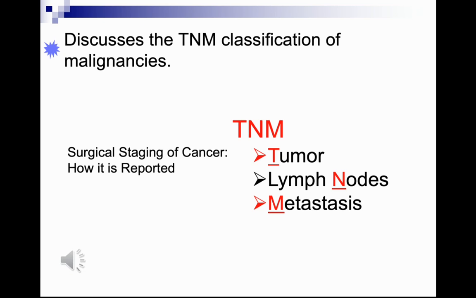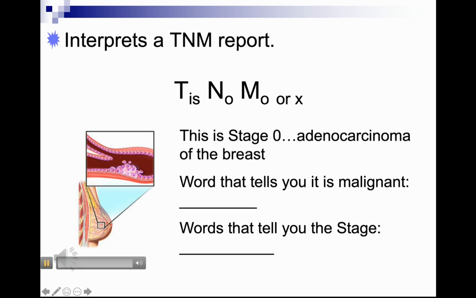Surgical staging of cancer is reported as the TNM, where the T stands for the size of the tumor, the N for lymph node involvement, and the M for any evidence of distant metastasis. The TNM report converts to a stage, TIS, N0, M0, or X. This is stage 0, tumor in situ, and you'll notice that all of the malignant cells lie above the basement membrane. No lymph node involvement, no distant metastasis.